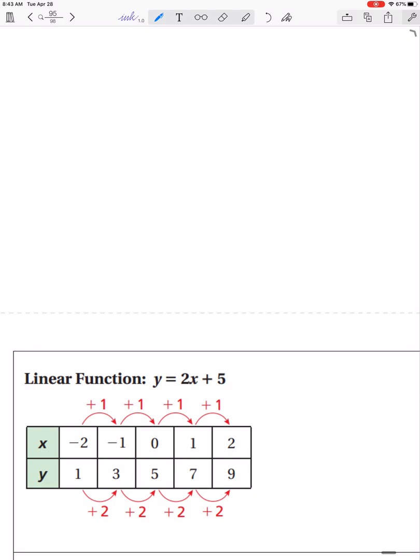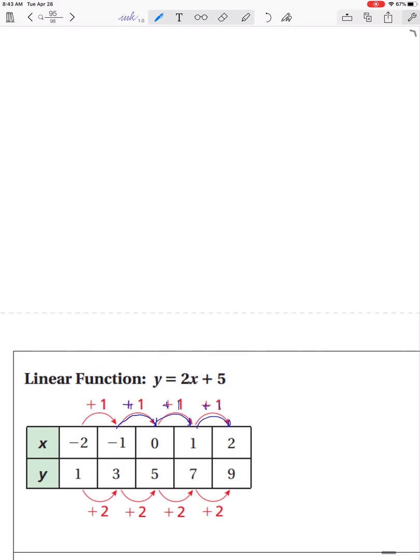Well, when we have a linear function, we say how do we go from -2 to -1? We just added 1. How do we go from -1 to 0? We added 1. How do we go from 0 to 1? Same thing, we added 1. And how do we go from 1 to 2? We just added 1.